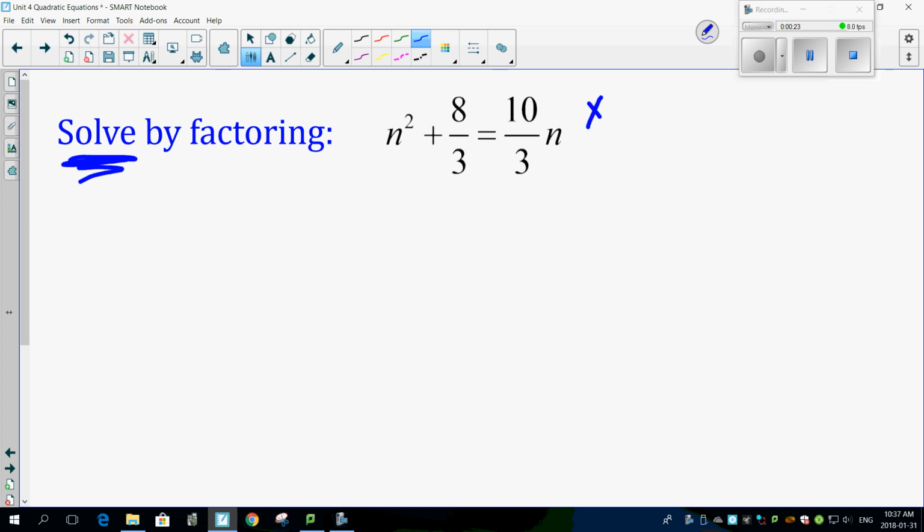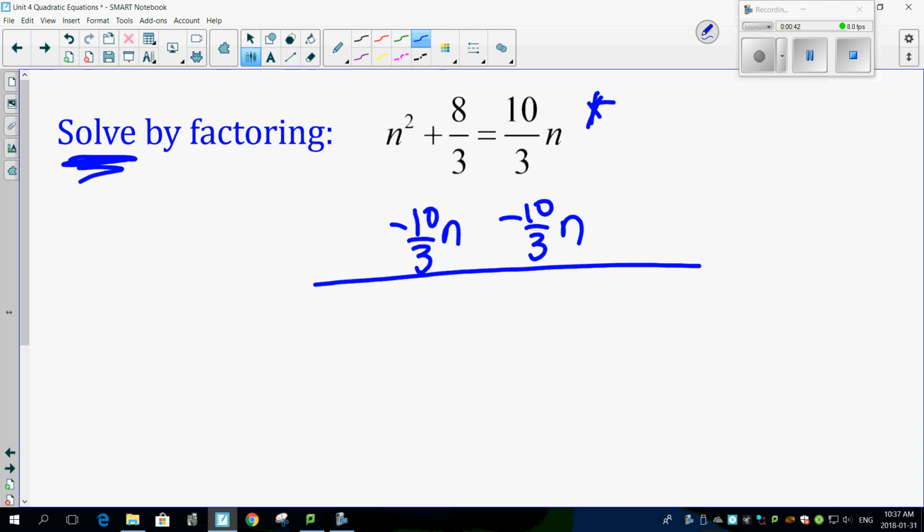Number one, get rid of this guy. Bring that over to the other side by subtracting from both sides, right? And have this thing equal to 0. So, okay, let's do that first. Let's clean this up to make it a little bit more mathematically nice, if that's ever a term. Okay, so cancel that out, giving you n squared. Check this out, minus 10/3 n plus 8/3 equals 0.